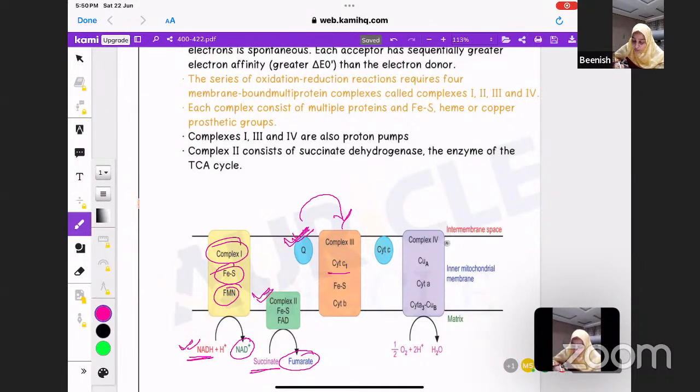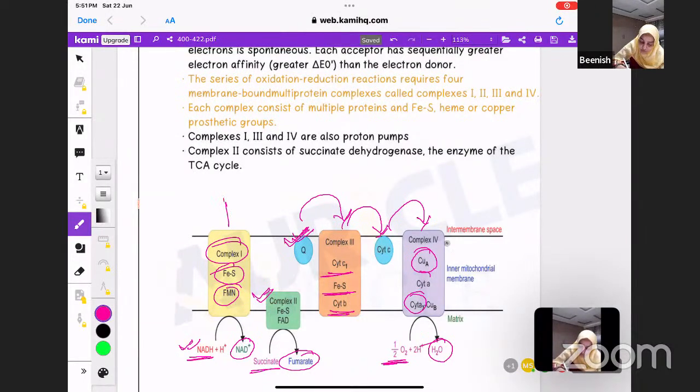And what are the components of complex 3? It is cytochrome C1, iron sulfur complex, and B1. Then complex 3 gives its electron to cytochrome C. Then cytochrome C gives its electron to complex 4. Complex 4 has various components, that is copper A, copper B, cytochrome A3, also known as heme A3. And then finally, complex 4 is going to give its electron to oxygen, and oxygen is reduced to water.